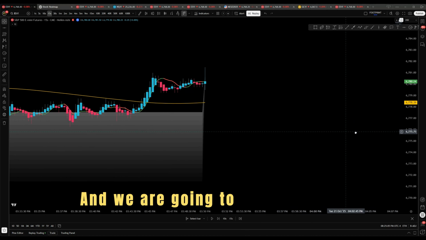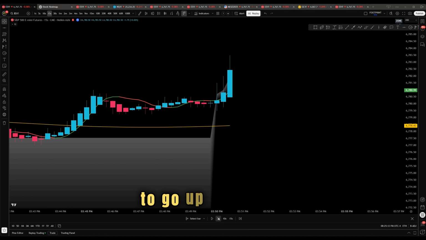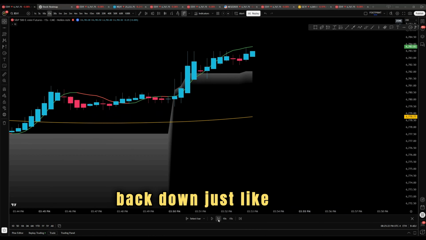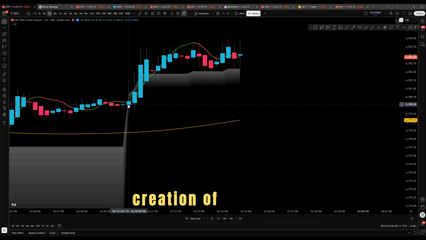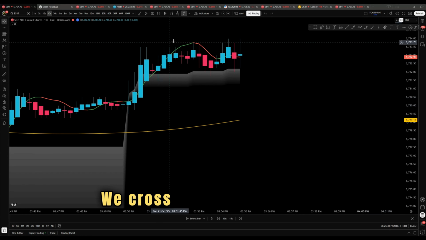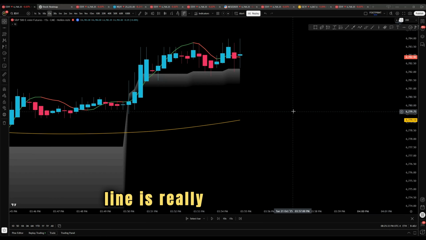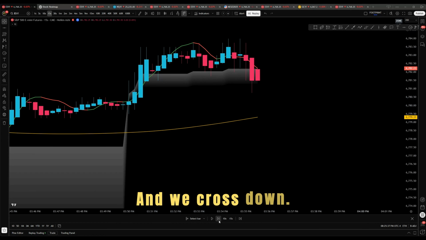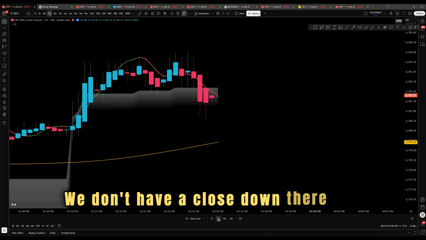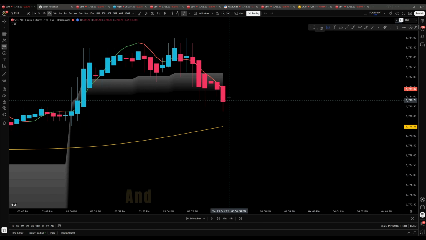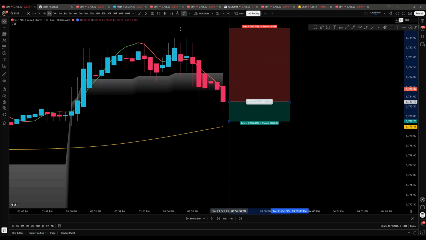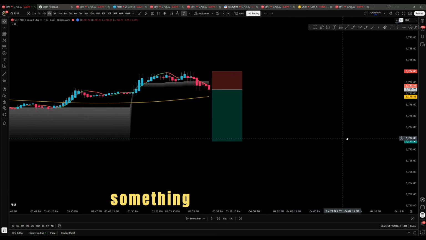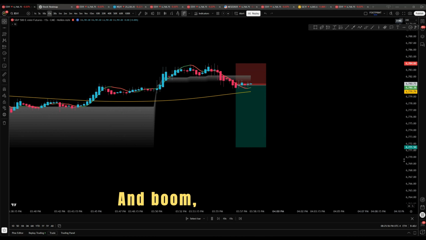And we are going to wait for price to go up and cross back down just like this. We've got our initial creation of the zone. See how it's forming? We cross up. And this beacon line is really what you want to be paying attention to. See what it's doing. And we cross down. We don't have a close down there yet. There it is right there. And get into the trade, stop at the high, target, something like that, right? And boom, there it goes.